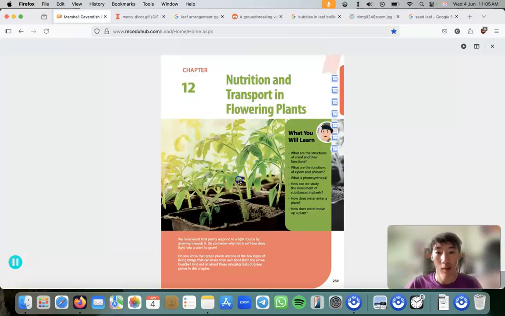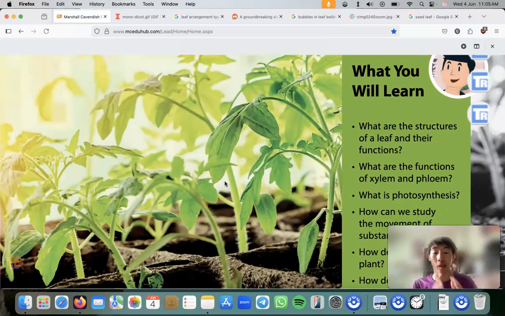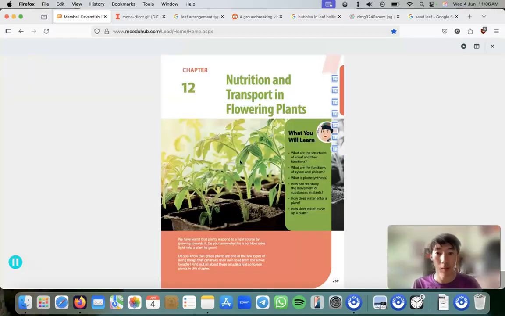Today I'll be sharing with you nutrition and transport in flowering plants, the first section. Let's look at this beautiful picture over here. You can actually see that the plants are growing towards the sunlight. Why is that the case? That's because plants need sunlight for photosynthesis, right? And so they're trying to maximize the amount of sunlight they are receiving.